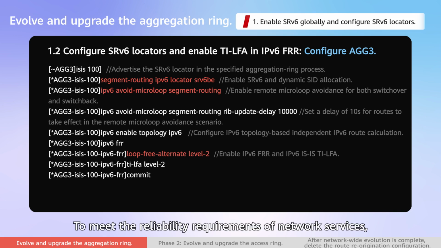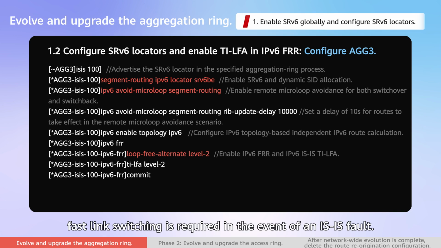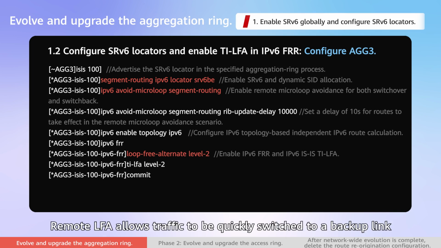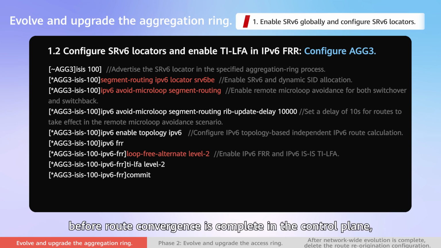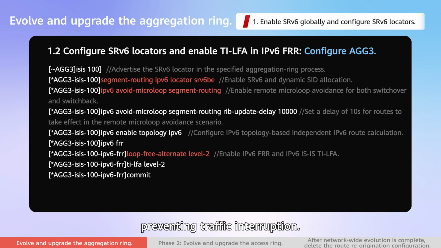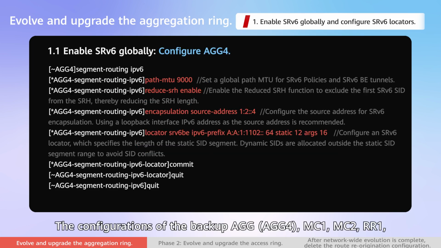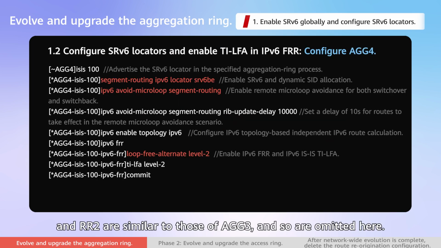To meet the reliability requirements of network services, fast link switching is required in the event of an IS-IS fault. Remote LFA allows traffic to be quickly switched to a backup link before route convergence is complete in the control plane, preventing traffic interruption. The configurations of the backup AGG, AGG4, MC1, MC2, RR1, and RR2 are similar to those of AGG3, and so are omitted here.